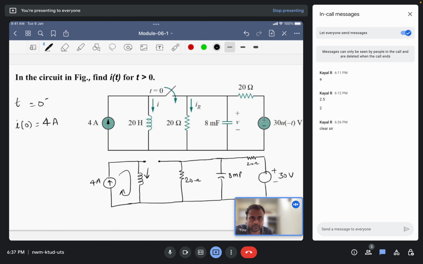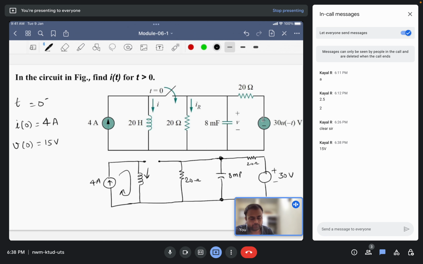And we have to find the voltage across the capacitor. The voltage across the capacitor will be same as the voltage drop across the 20 ohm resistor. These are 20 ohm and 20 ohm, both resistors are same. So the voltage will be divided half for the 20 ohm and half for the other 20 ohm. So voltage across the capacitor will be 30 by 2, that is 15 volts. So these are the initial conditions for our circuit.